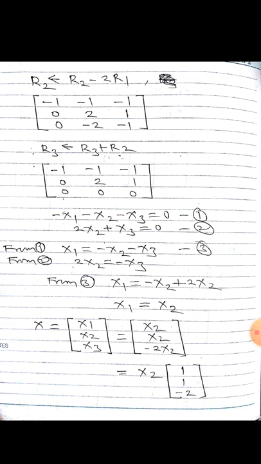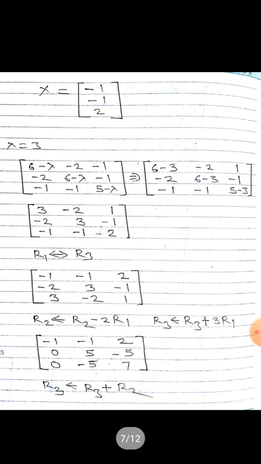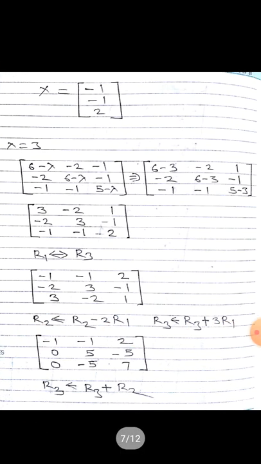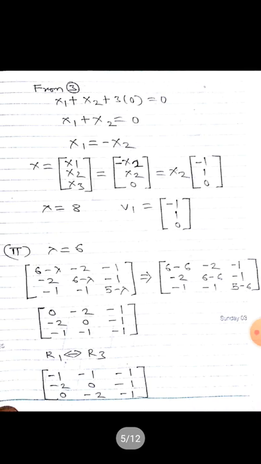So we take x2 as a common part. So 1 1 minus 2, that is the vector. Now see here, 1 1 minus 2, that is the vector. Now we can multiply minus 1 to each term. So we get minus 1 minus 1 2. That is the required vector for lambda is equal to 6.